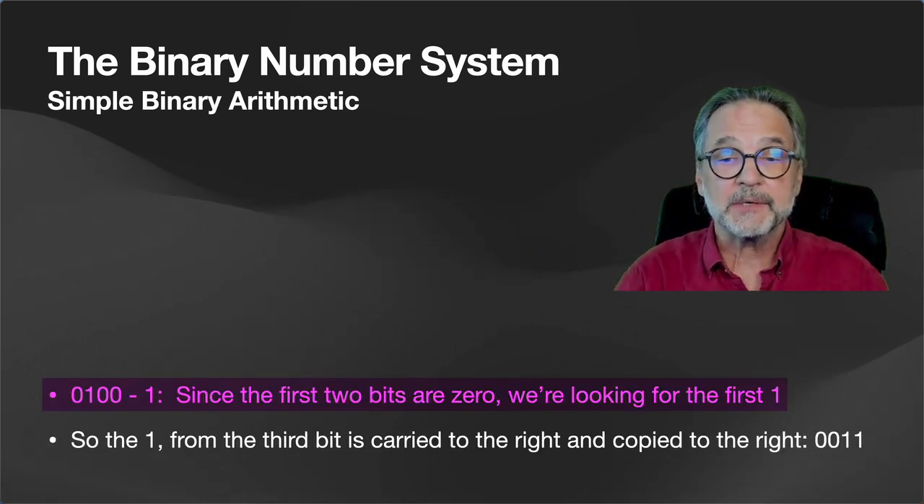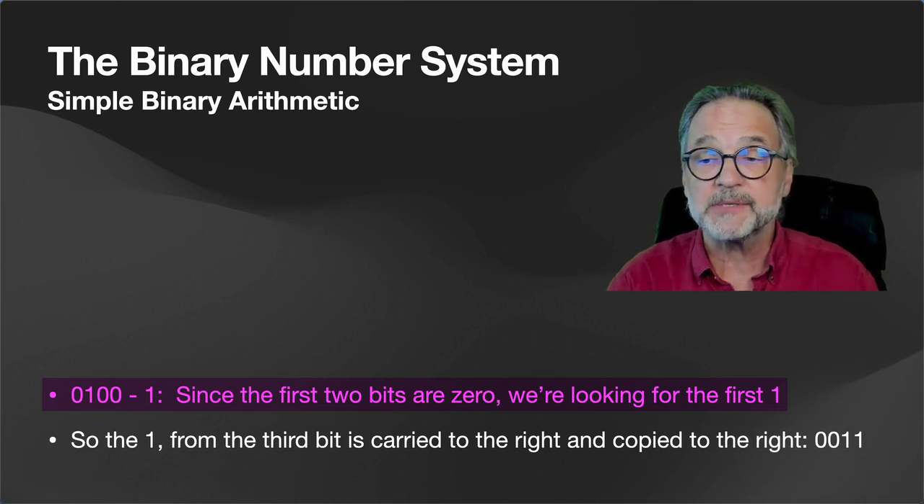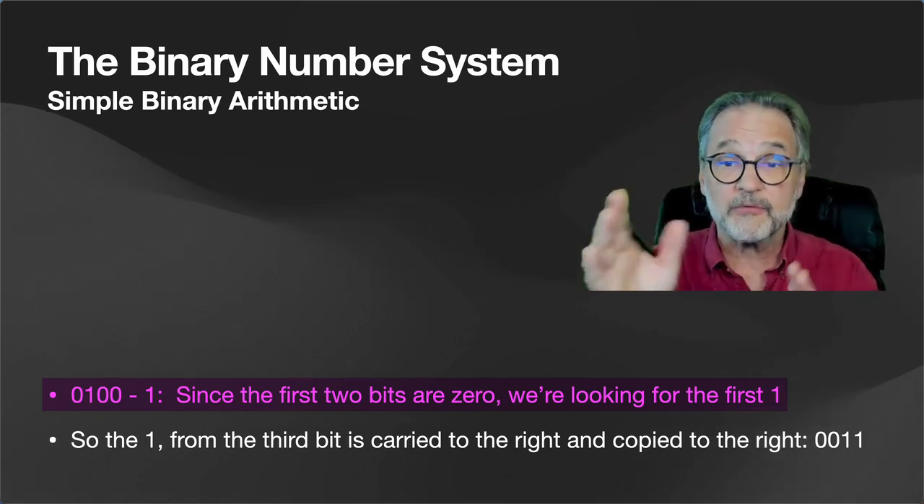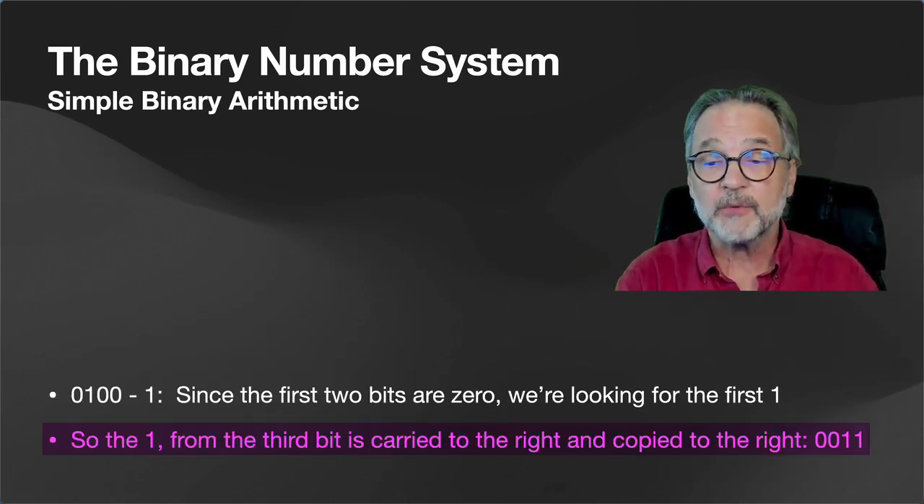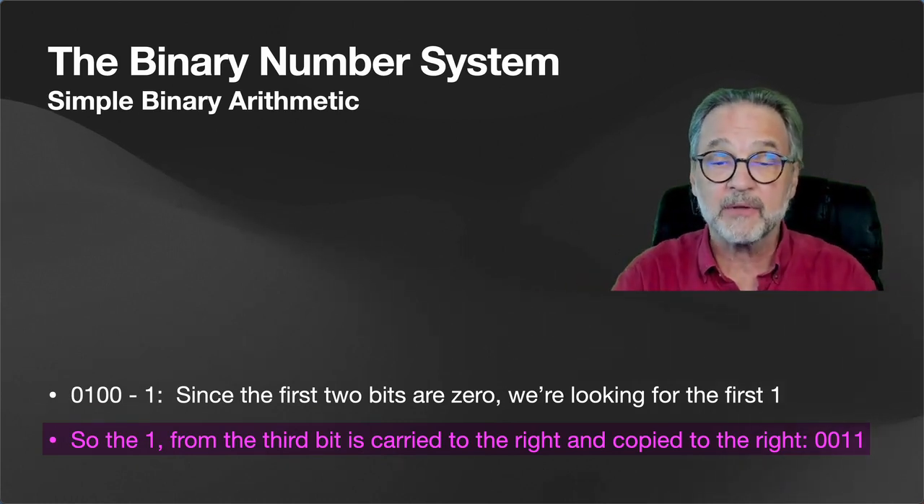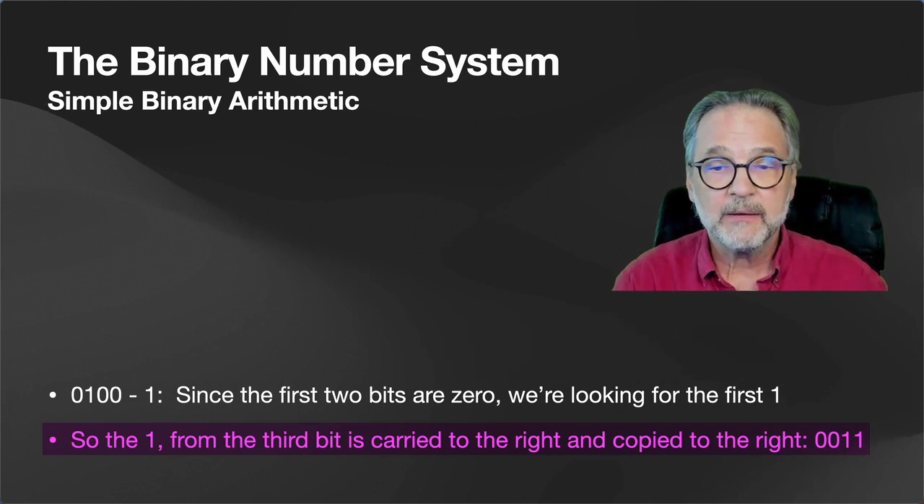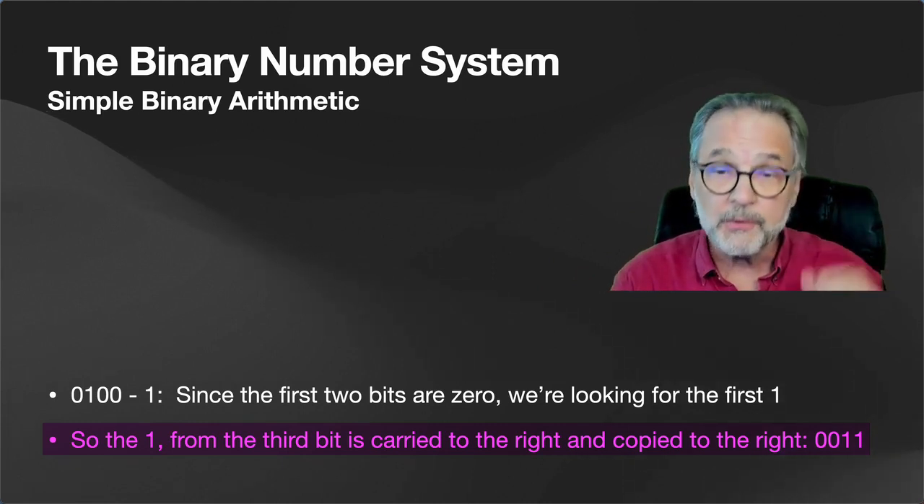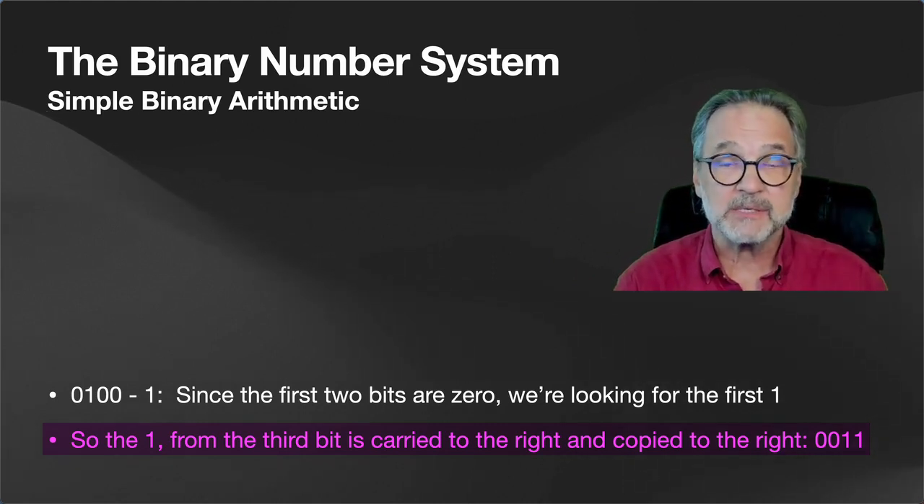So 0100 minus 1. Since the first two bits are 0, we're looking for the first 1 from right to left. So the 1 from the third bit is carried to the right and copied to all the other bits because we took away that borrowed 1. And that ends up being 0011.